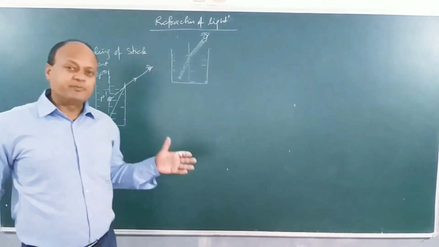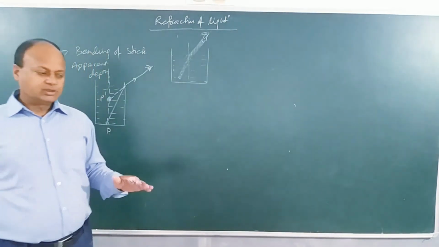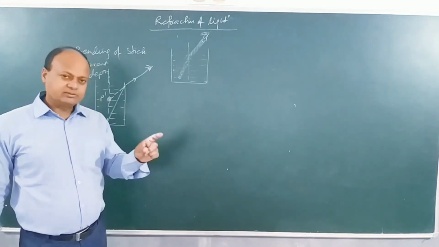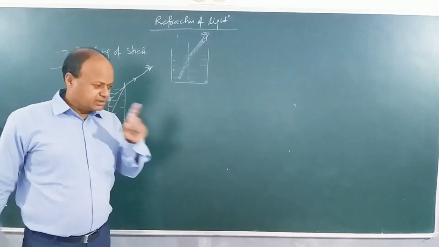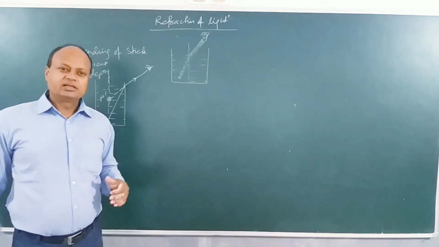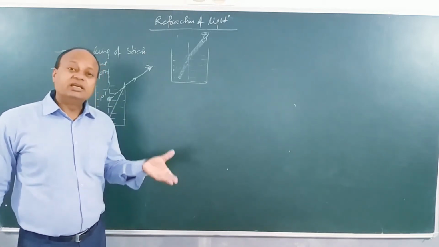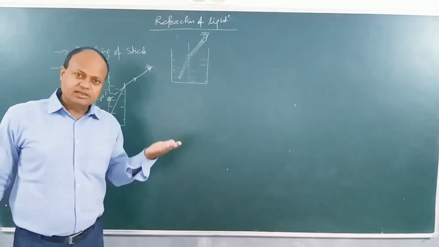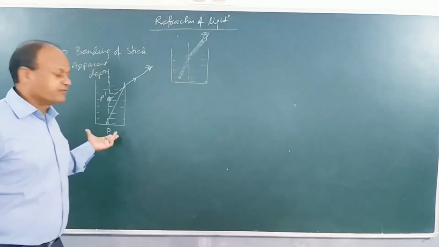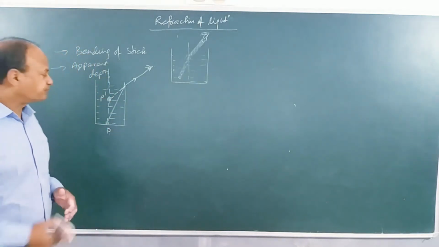When you see a swimming pool with a clear bottom, when you see it from an angle, not like this, but like this at an angle, you will find that the swimming pool will appear to be less deep. You will find the bottom is being raised. This is the phenomenon, apparent depth.